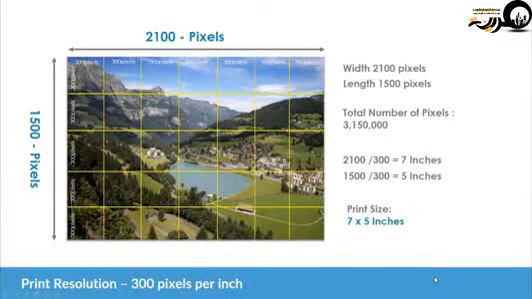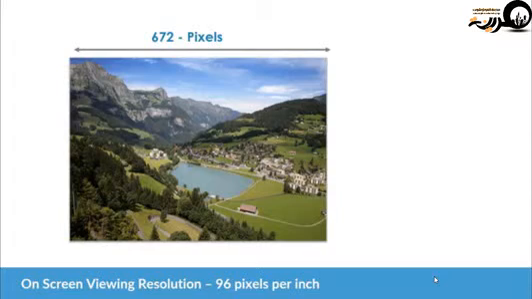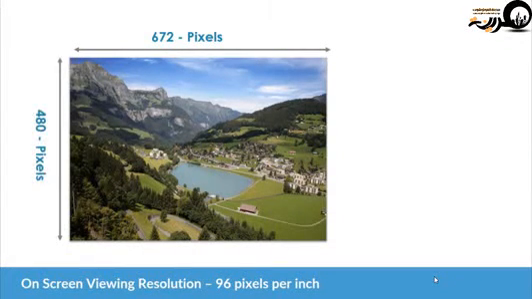So let's compare this now to the on-screen way, if we were to view this on screen instead. Say we've got the same photograph and we don't need to print it, we just want to view it on screen. So let's break this down. At the top here I have 672 pixels, and on the height, I've got 480 pixels. In this particular case I'm using 96 pixels per inch. So let's see what happens here.